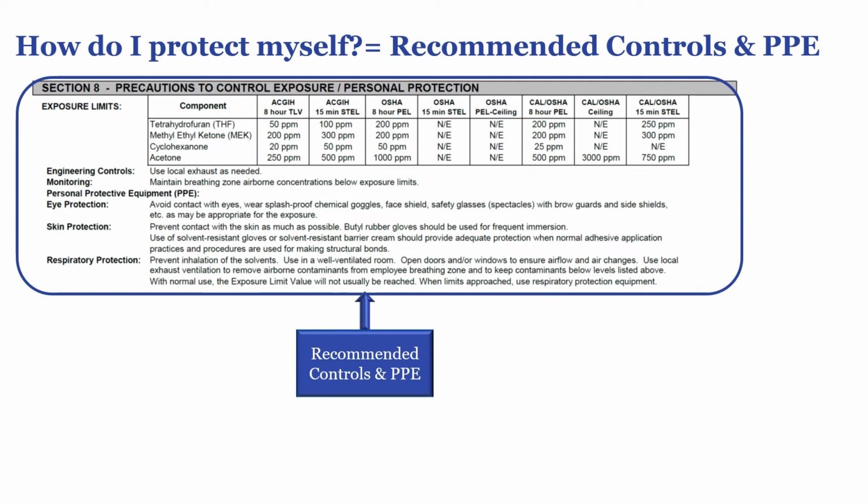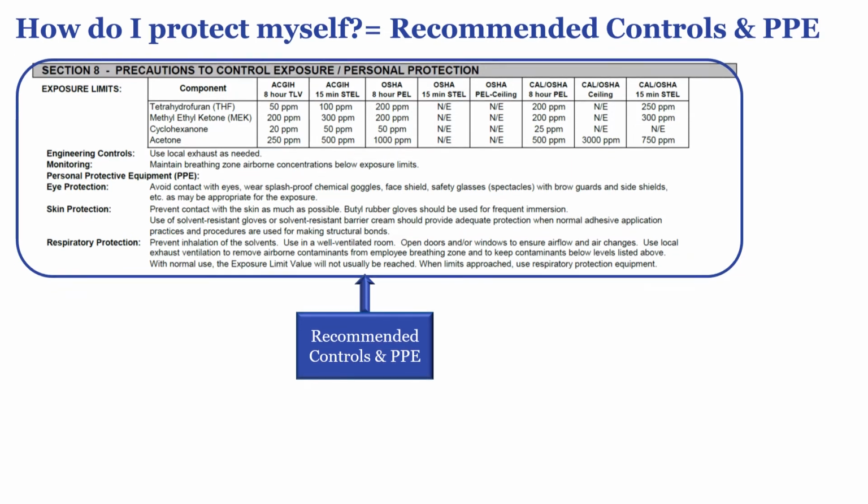Recommended controls and PPE. In Section 8 of the SDS, refer to the precautions to control exposure. It provides information on exposure limits, engineering controls, monitoring, and PPE. For P70, the engineering control is to use local exhaust as needed. An example of required PPE for P70 is eye protection: avoid contact with eyes, wear splash-proof chemical goggles, face shield, safety glasses, spectacles with brow guards and side shields, etc., as may be appropriate for the exposure.